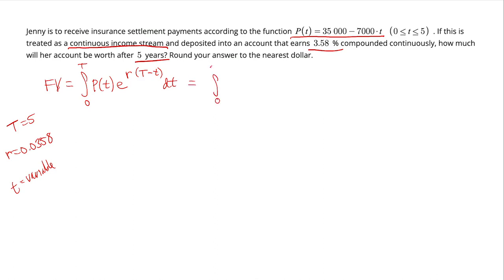So we're integrating over the interval 0 to 5, which was given up here. We need to use our function for the deposits, and then e to the 0.0358 times 5 minus t. So make sure the big T is 5, the small t stays put because that's the variable.